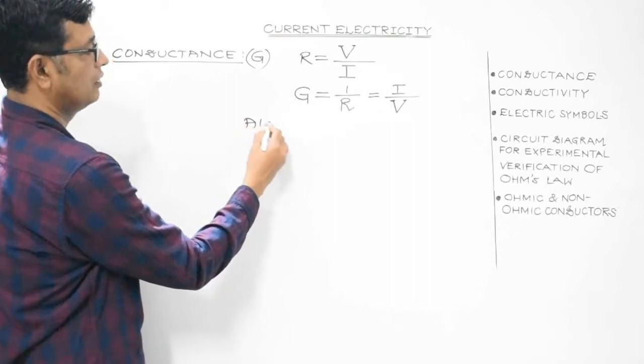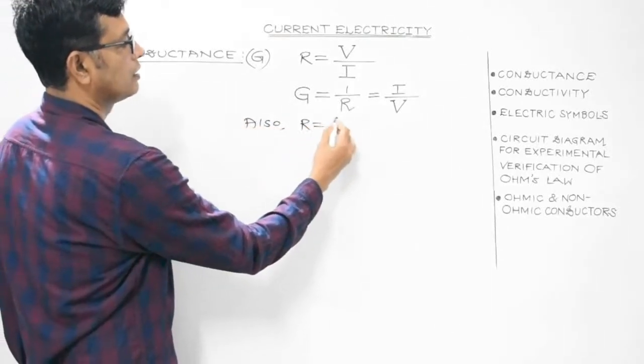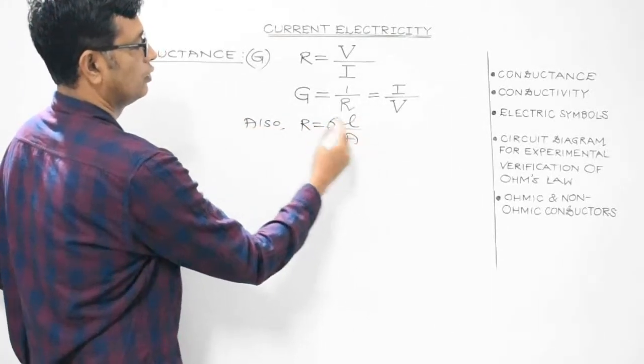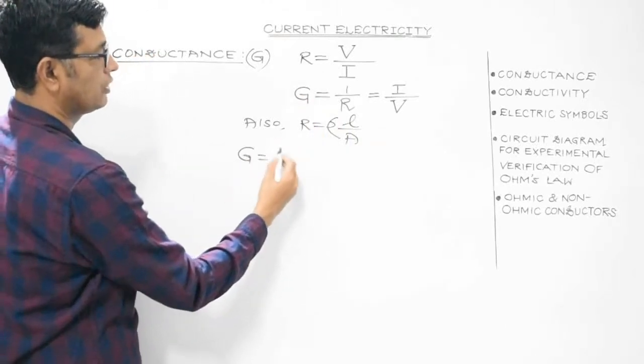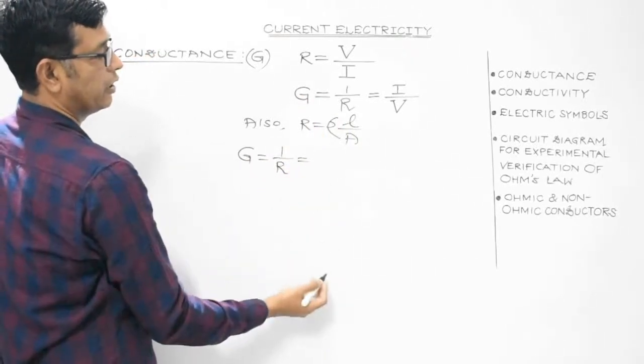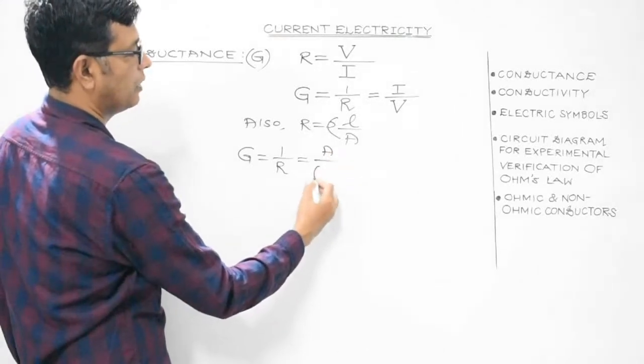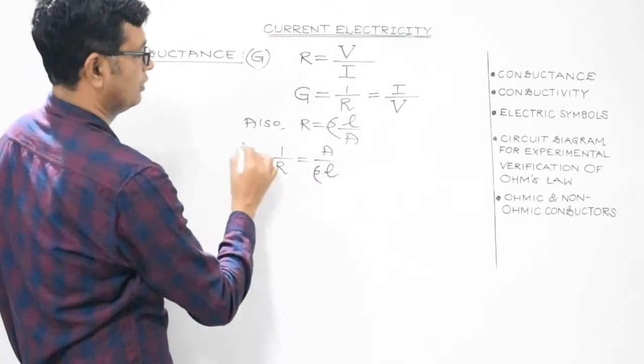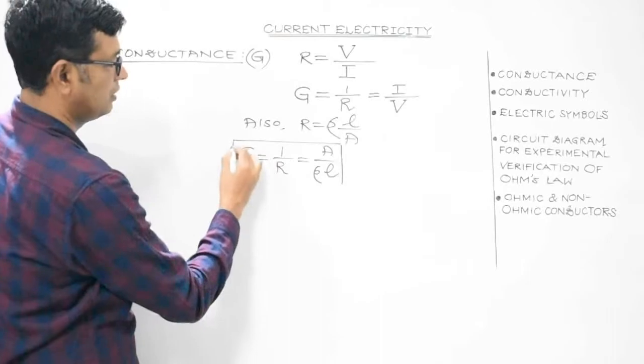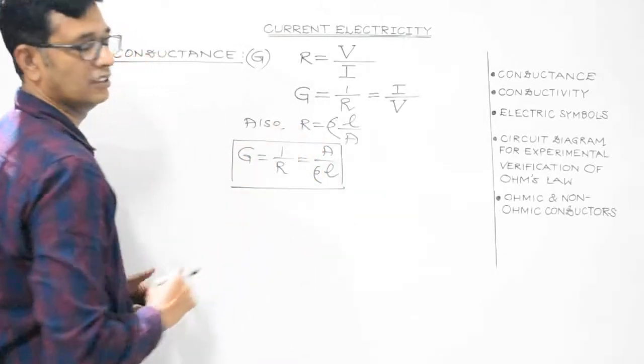Also, we are aware R is equal to rho L by A. So by using this formula, G is equal to the reciprocal of resistance, it will give us A divided by rho L. So this is the mathematical formula for the conductance.